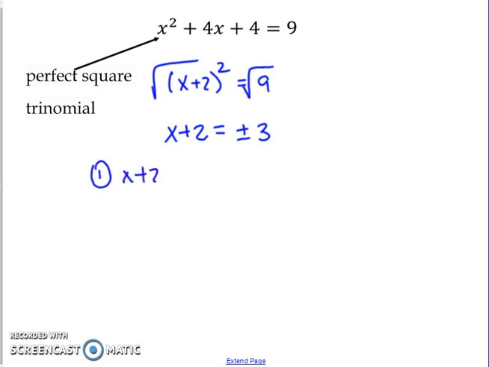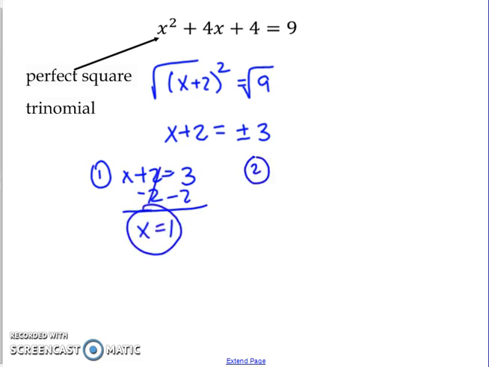I have x plus 2 equals positive 3, and if I solve this, I get x equals 1. And my second answer is when x plus 2 equals negative 3. So since 3 was plus or minus, we have to break it up into both of the answers. So if I solve this and I subtract 2, x equals negative 5.